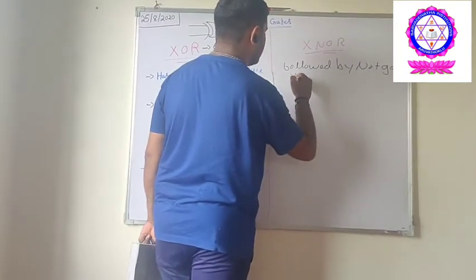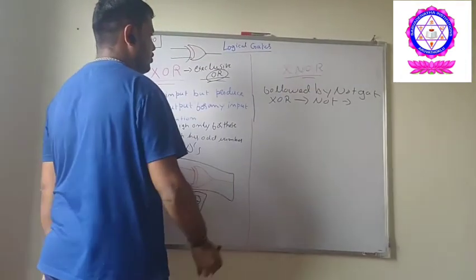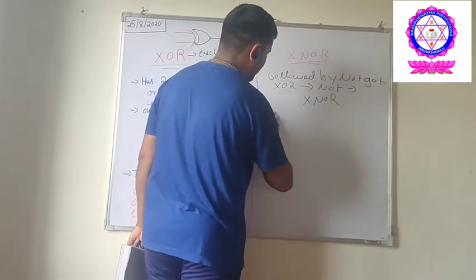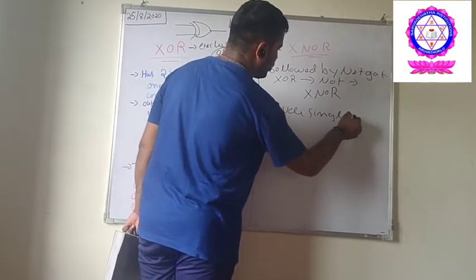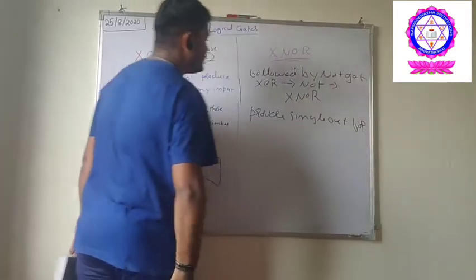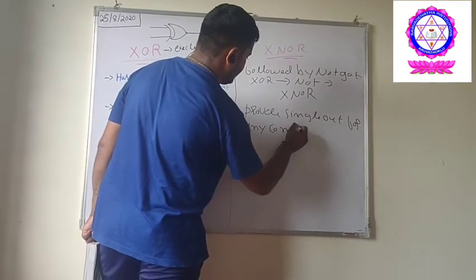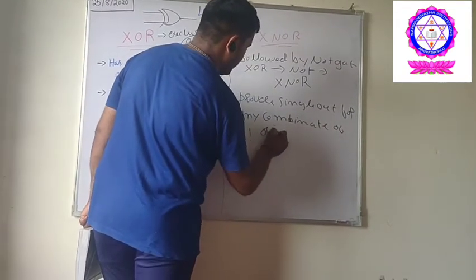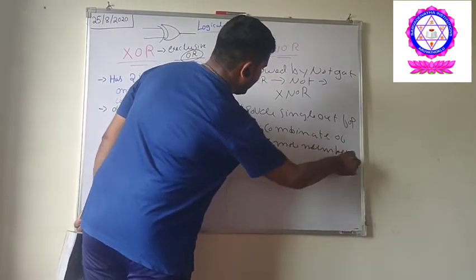XOR gate followed by a NOT gate produces the XNOR gate. So what does it do? It provides a single output for any combination of one or more inputs.